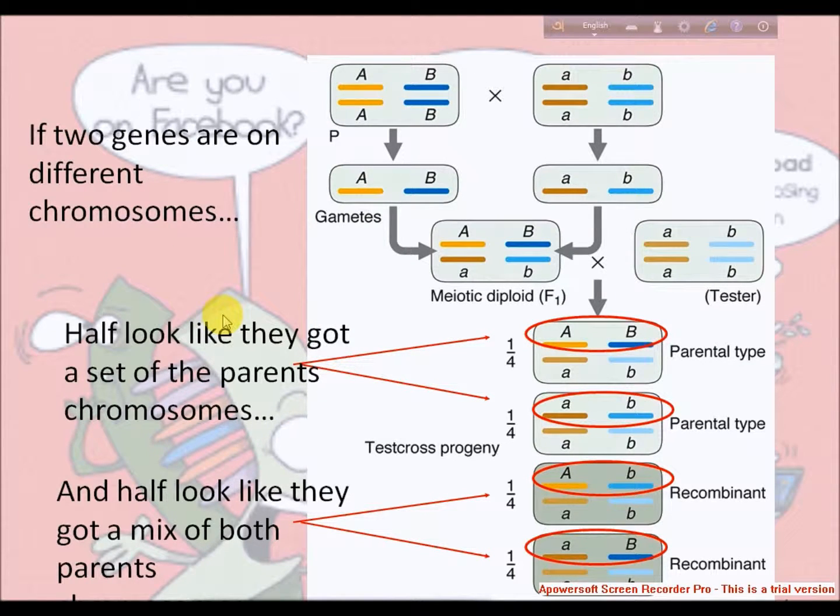Now, if two genes are on different chromosomes, this is the parental chromosome, the gametes are AB and small ab, and the mitotic diploid F1 generation produces this. Half look like they got a set of the parents' chromosomes after the F1 generation, and half look like they got a mix of both parents' chromosomes, that is the recombinant type.